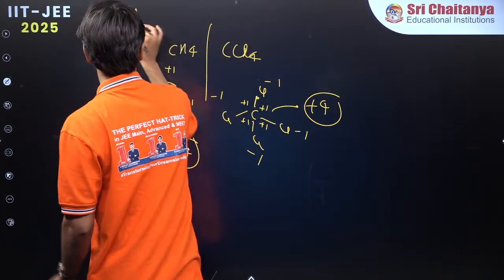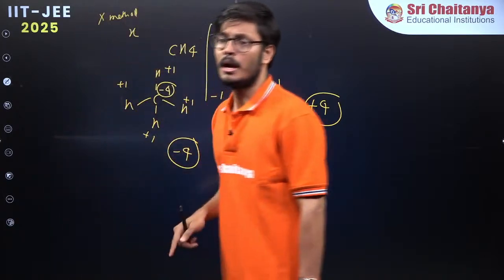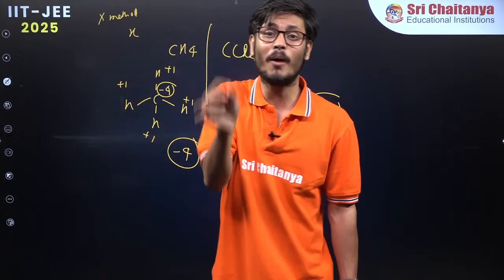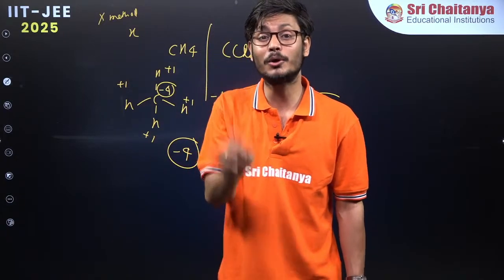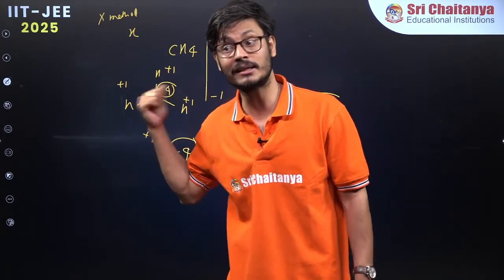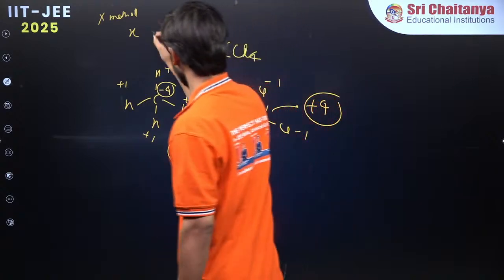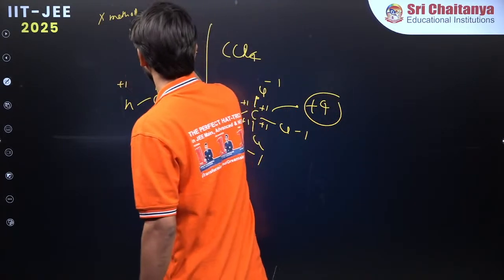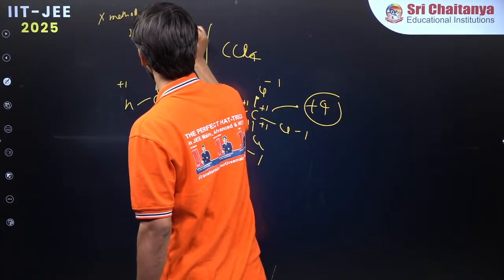Carbon I don't know, so carbon is X. Hydrogen contains +1 always, except when hydrogen is bonded with a metal. You have to remember the rule. So X plus how many hydrogen? 4. And charge +1.